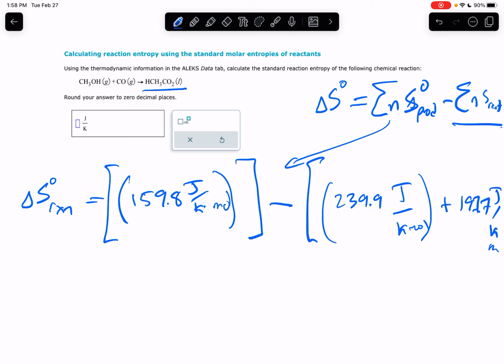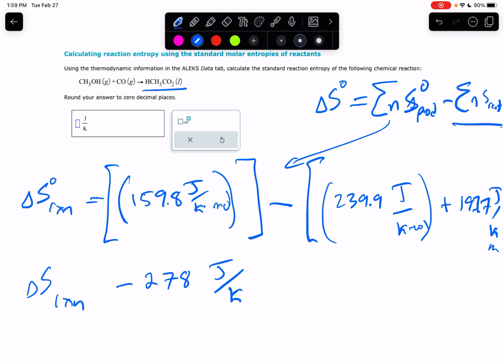So when we do the math on this and we add them all up together, we end up with a value of negative 278 joules per Kelvin. And that's our change in entropy for the reaction. Again, all the coefficients here, here, and here were 1. So the numbers right here, where the n would be, are 1, 1, and 1. If they'd been any other numbers, we would have been multiplying this problem by 2, or whatever the value was that we'd found in that space.